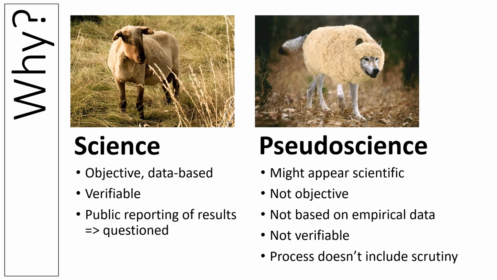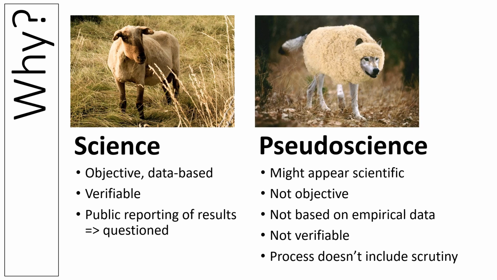Research literacy is also important because the information that appears to be scientific might not actually be based on the same standards as science. The book refers to that unscientific information as pseudoscience. From the scientific perspective, we generate knowledge through objective, data-based processes that can be confirmed or verified by others. That also includes reporting results publicly so they can be scrutinized.